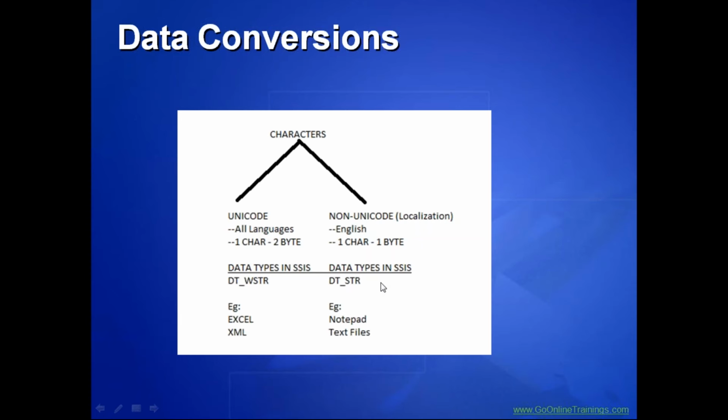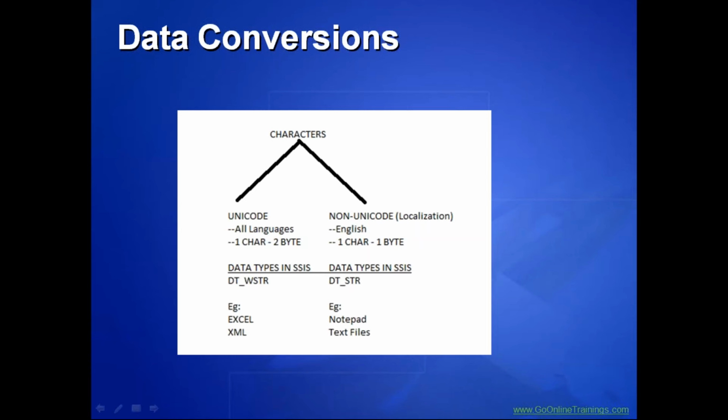Okay. So here in SSIS we have a data type called DT_STR to store all the string data. It is non-Unicode. On the Unicode side, we have DT_WSTR. W stands for wide string. This is to support Unicode character data. Now, some applications by default, Notepad and text files, support non-Unicode data. That means here one character will take only 1 byte. But Excel, XML, .NET, Oracle, and lots of other languages today support more Unicode data.